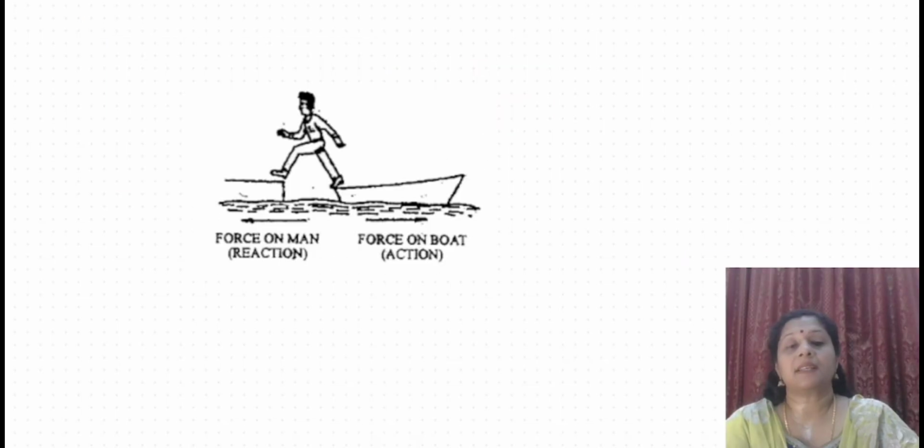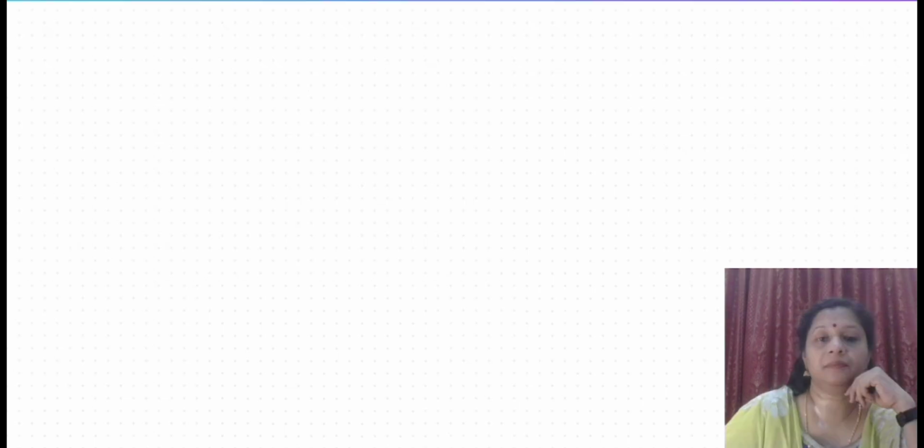Now look at this case. A sailor is jumping out of the boat. So in this case, what is happening? He is applying a force on the boat. That is called an action force. Because of the action force, the boat is moving backwards. But at the same time, the boat is applying a reaction force. Because of that, he is pushed forward. So this is how the movement is happening here.